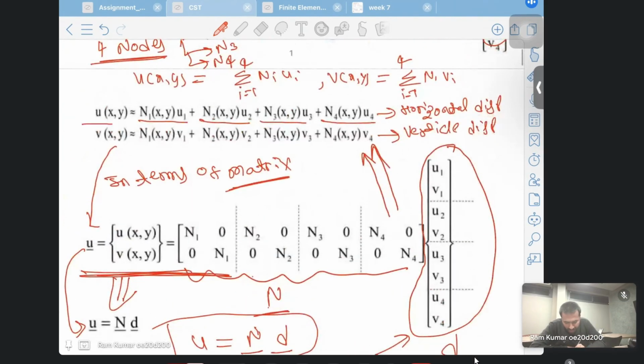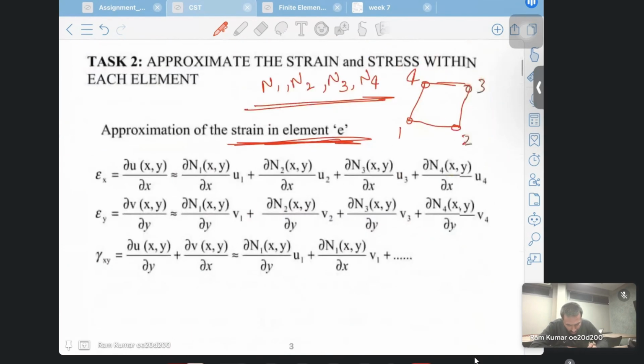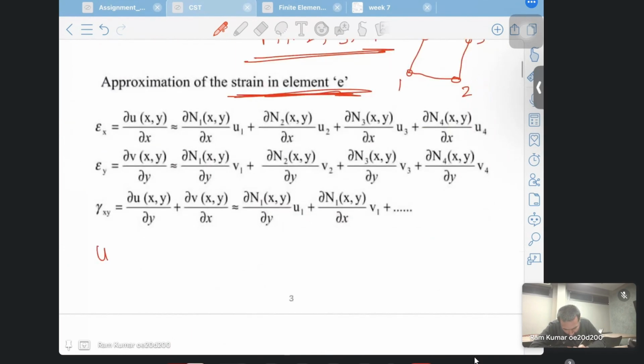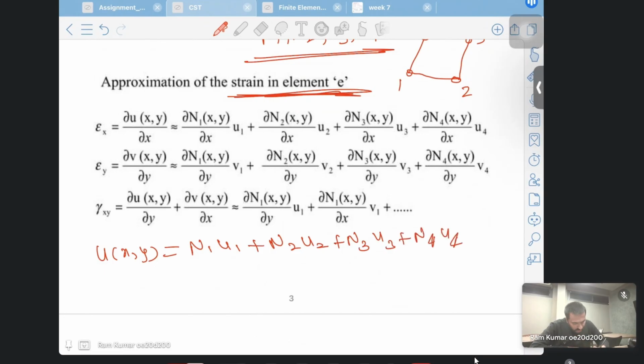This is our displacement. So I will write here again: u(x,y) = N1 u1 + N2 u2 + N3 u3 + N4 u4. So this is also a function of x, y, all displacement functions of x, y. So what will be strain?